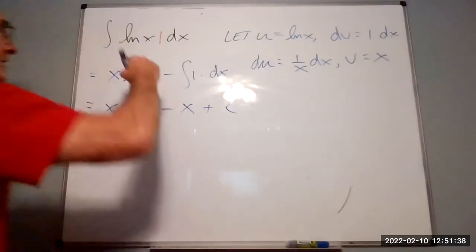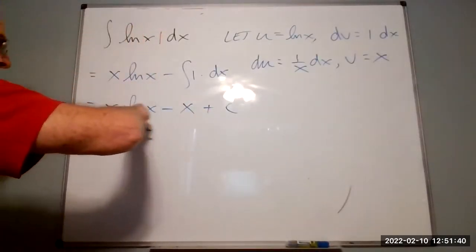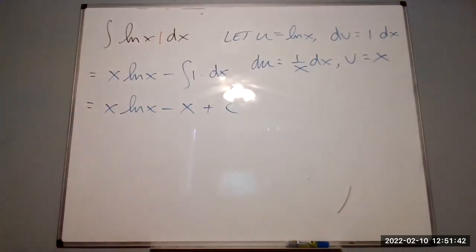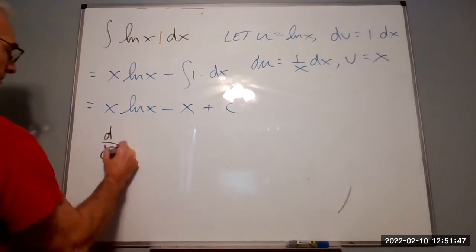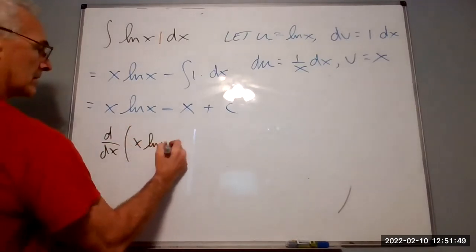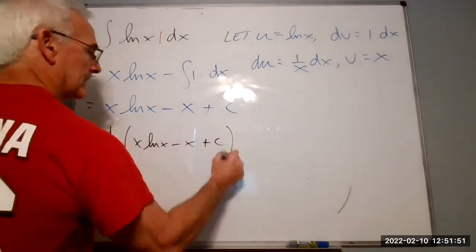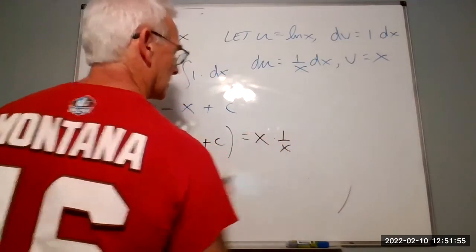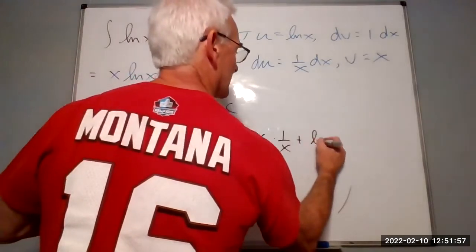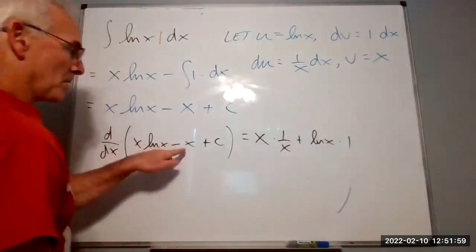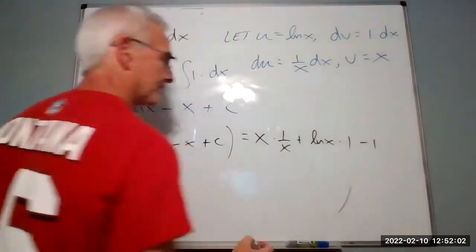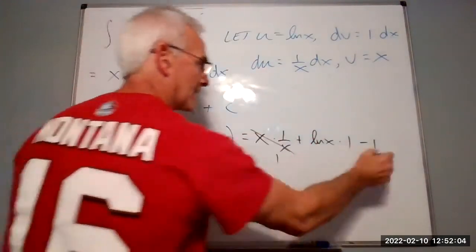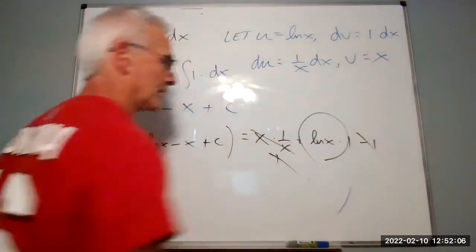So are you telling me the antiderivative of log x is x log x minus x? I don't know. Let's check it out. All right, first times derivative of the second, plus second times derivative of first, minus the derivative of x. Well, that's 1, and I have 1 minus 1, and oh my gosh. Yep.